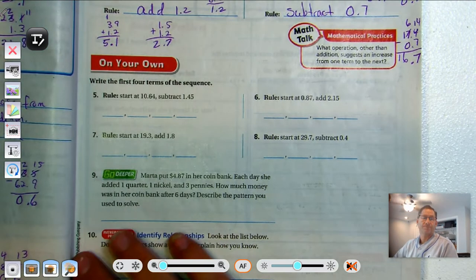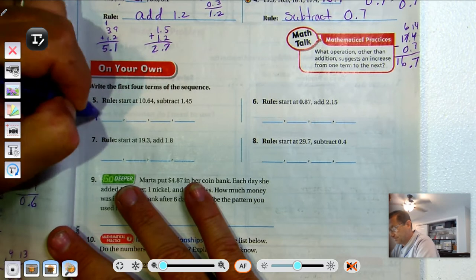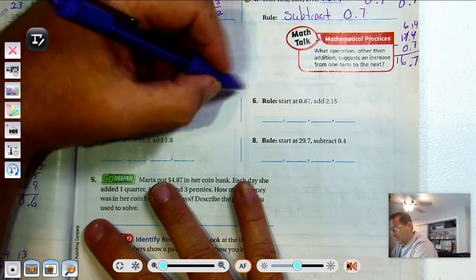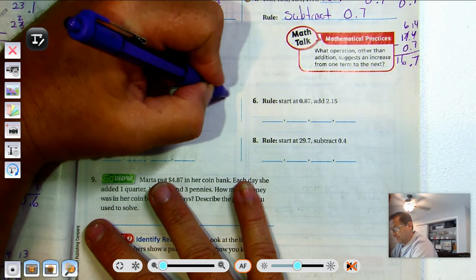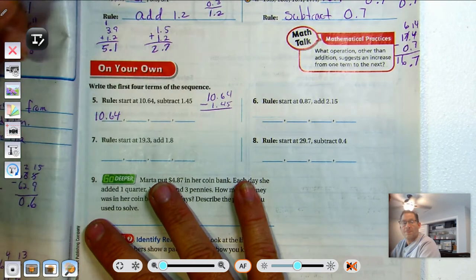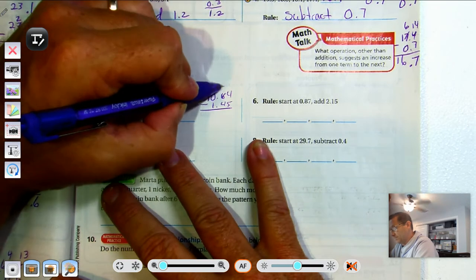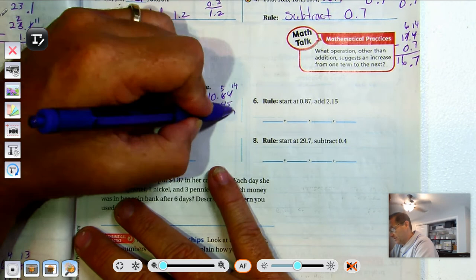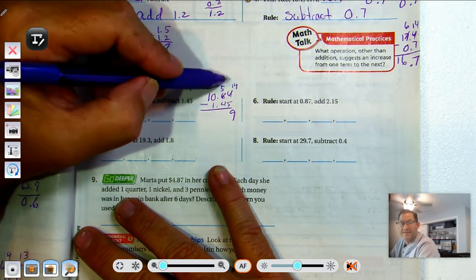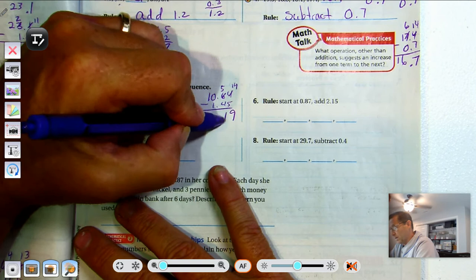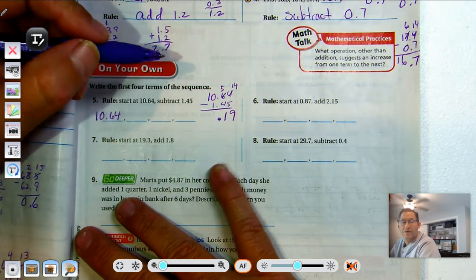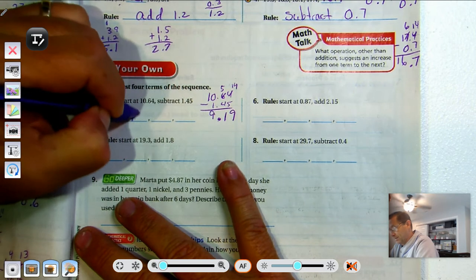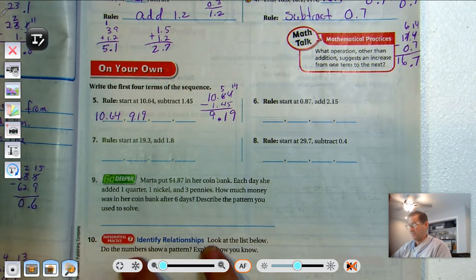All right, number 5. The rule is start at 10 and 64 hundredths and subtract 1 and 45 hundredths. All right, I can take 5 from 4, so let's regroup from the tenths. 14 hundredths take away 5 hundredths is 9 hundredths. Move to the tenths. 5 tenths take away 4 tenths is 1. We're now moving to the ones, so place your decimal. And 10 take away 1 is 9. So 9 and 19 hundredths.